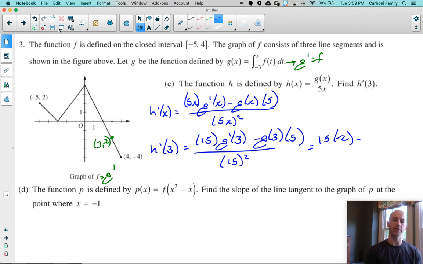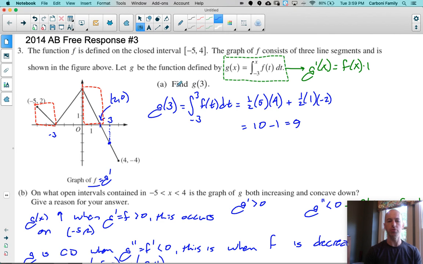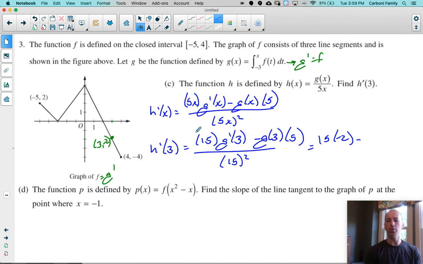We actually solved that in part A. So G of 3, if I hadn't already simplified the problem, this is when I would work it down to the final numeric answer of 9, because I need to use it in part C. So G of 3 was 9 times 5, all over 15 squared. And I would not try to clean that up. I would leave it exactly like that.